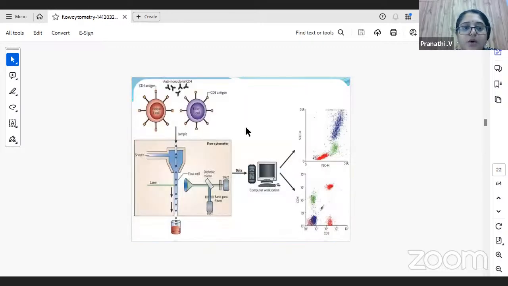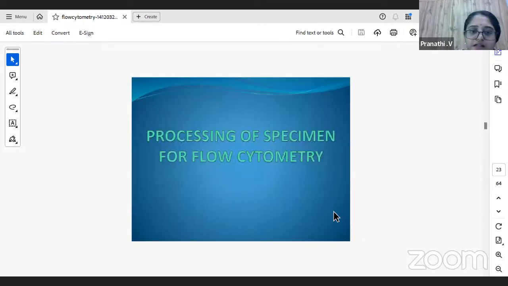So how is it that is going to be seen? You just see CD4 antigen markers are present, CD8. So helper T cells, killer T cells, both of them are there in the sample passed on. You have the detector over here. The data is collected. You're going to be seeing them. This is the result that you're going to get and analyze.